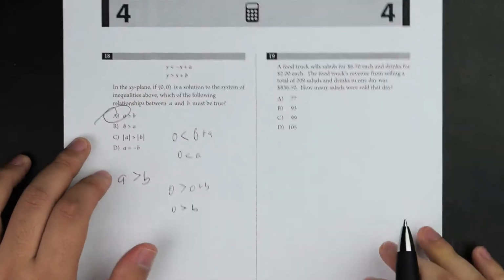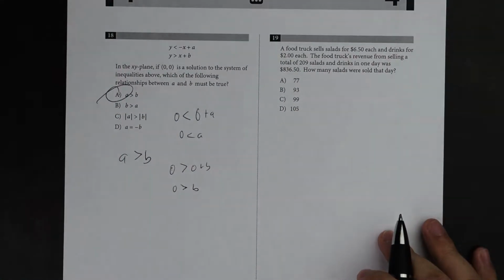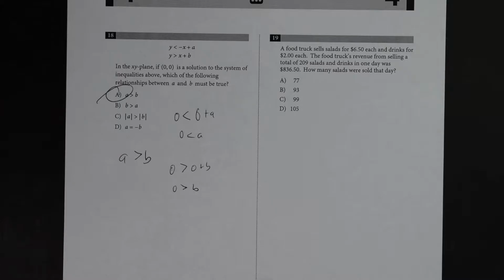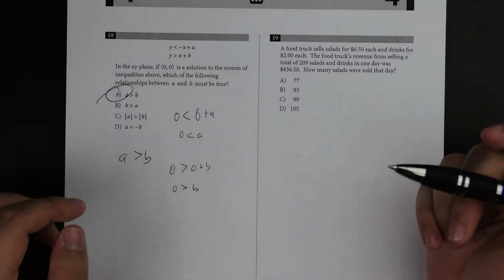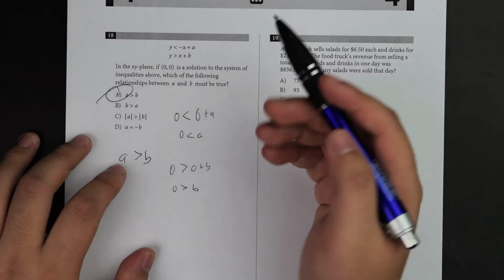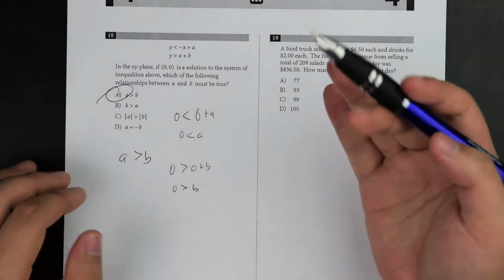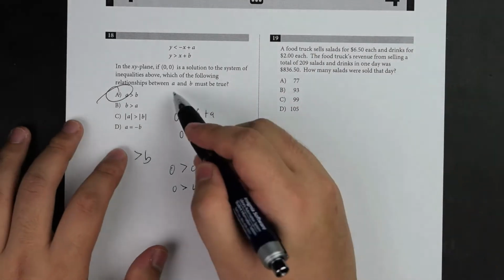So for number 18, the final answer is A, and I'm going to explain to you how I was able to get to this answer. The question mainly is asking, and I read it real quick, was that they gave me this point 0, 0, and they're asking me what's the relationship between A and B.